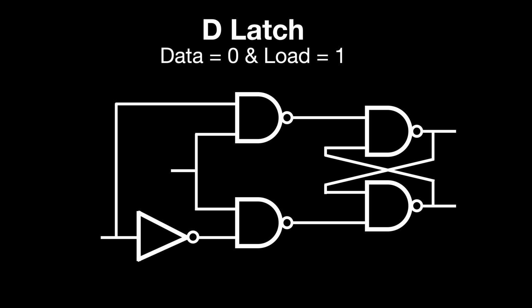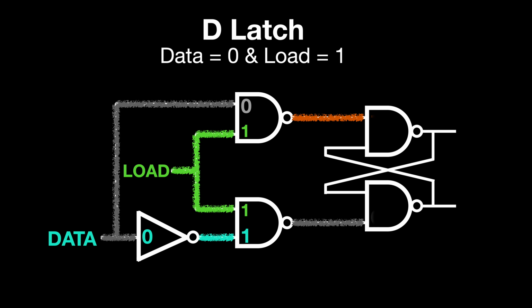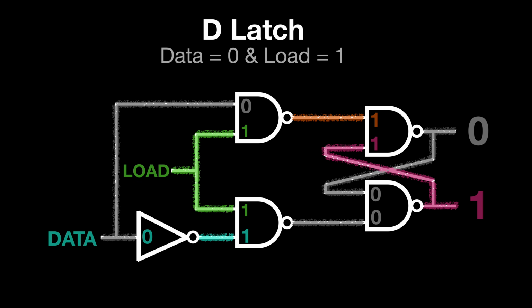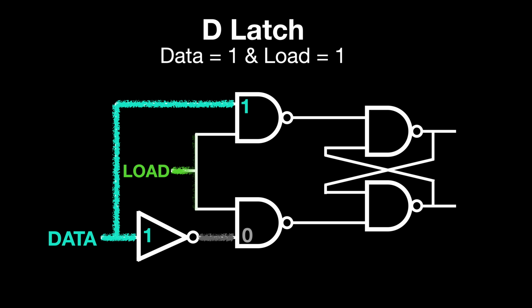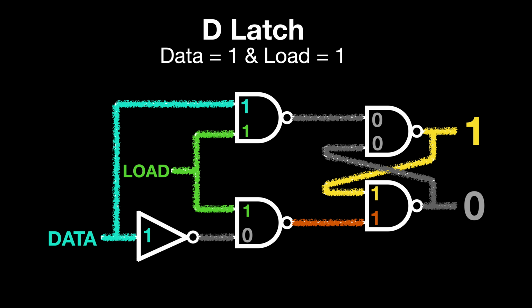And for example, if we perform a load while the data input is 0, we would end up with a latched primary value of 0. And if we now perform a load while the data input is 1, the states are reversed to become a latched primary value of 1.